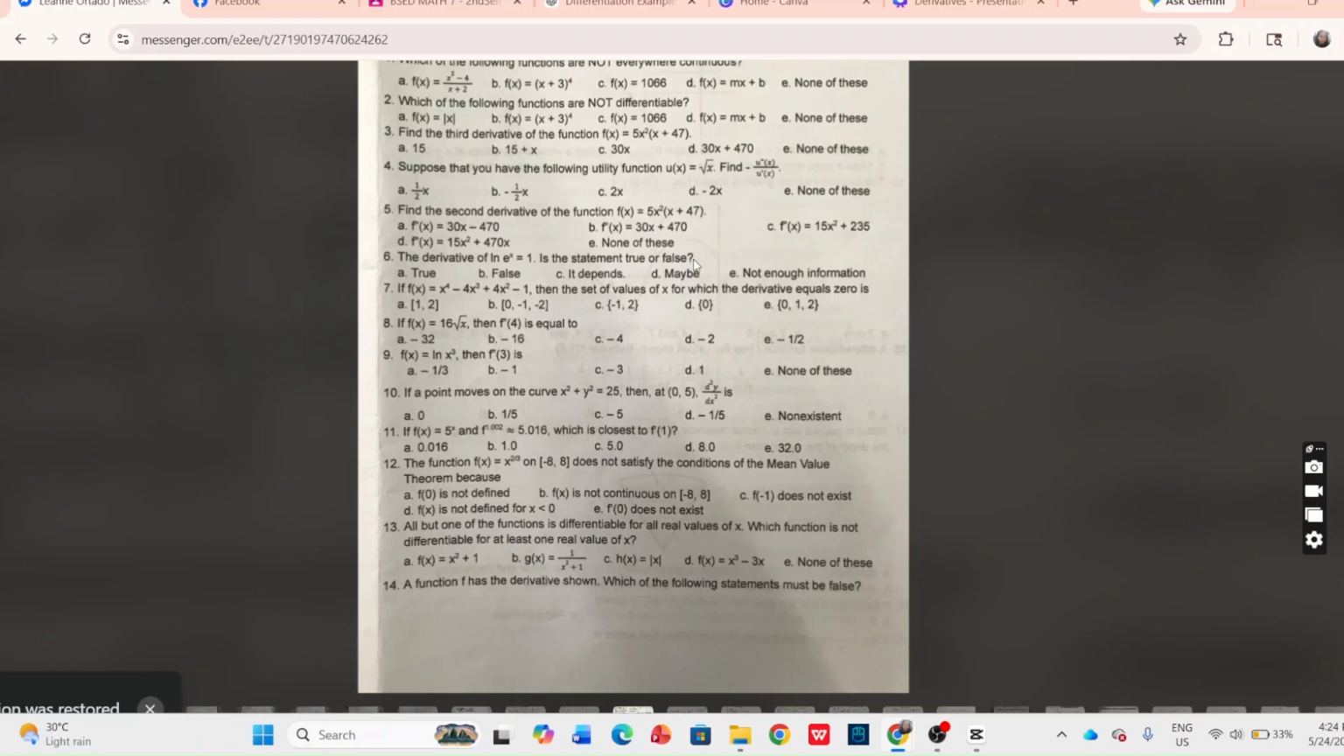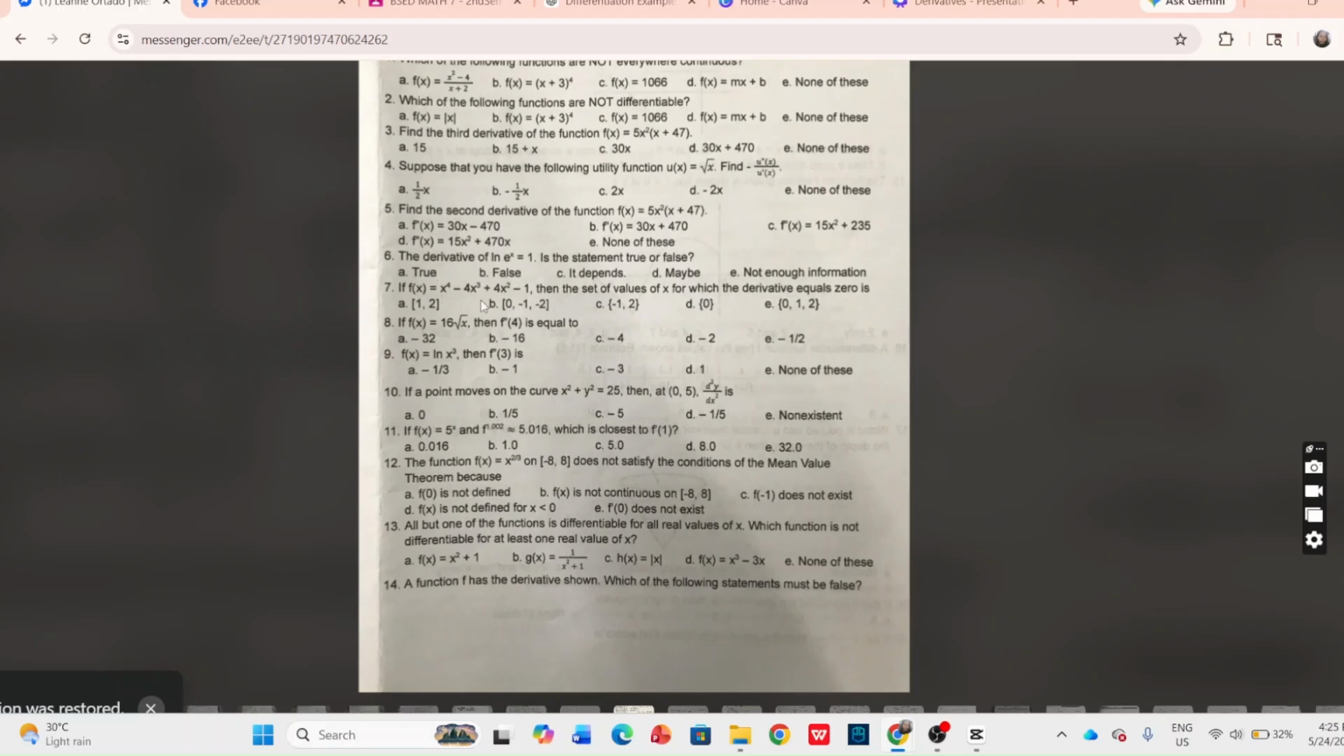So the first derivative of this one is 15x squared plus 470x, and then getting its second derivative by getting the derivative of each term, it gives us 30x plus 470. So the answer for number 5 is 30x plus 470. So number 5 answer is letter B, 30x plus 470 as the second derivative.